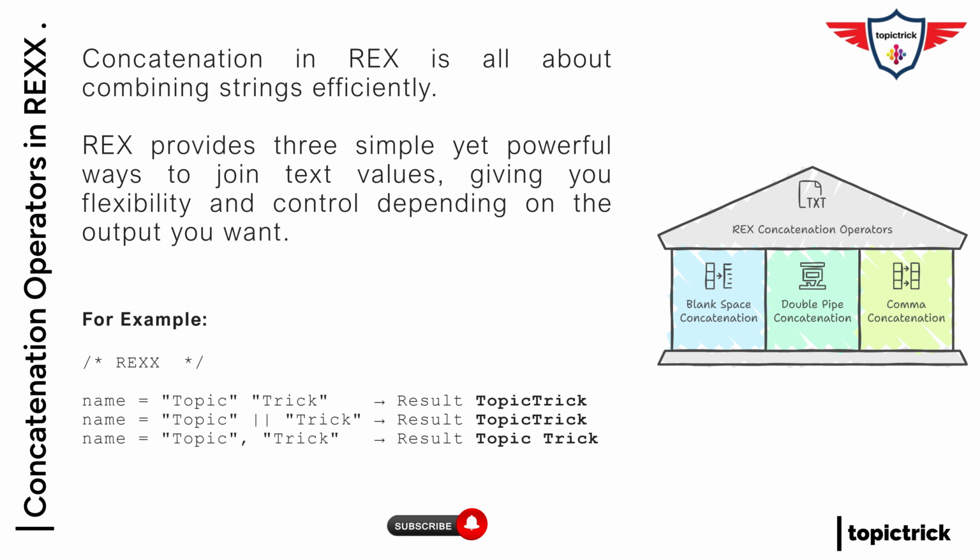There's also a third method, concatenation with a single comma. This one is useful when you want to preserve a space between the strings. You can write name equals topic trick. This results in Topictrick with a space in between.